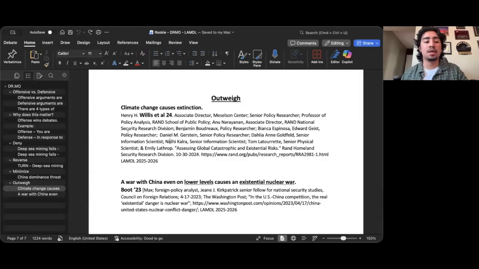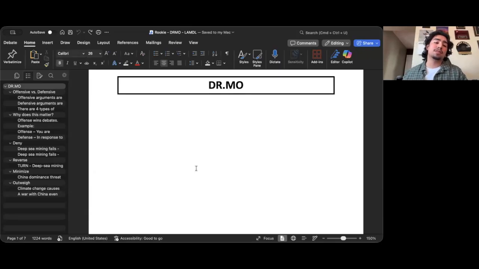It still outweighs. So this acronym is meant to help you categorize the difference between offensive and defensive arguments. The main thing you need to know is offense wins you debates, and defense should help supplement your arguments so that offense can take you to the finish line.